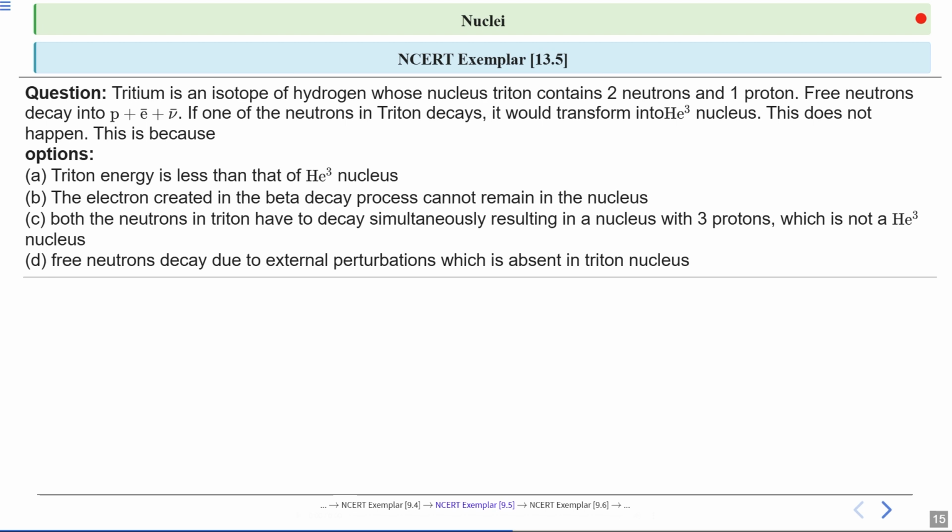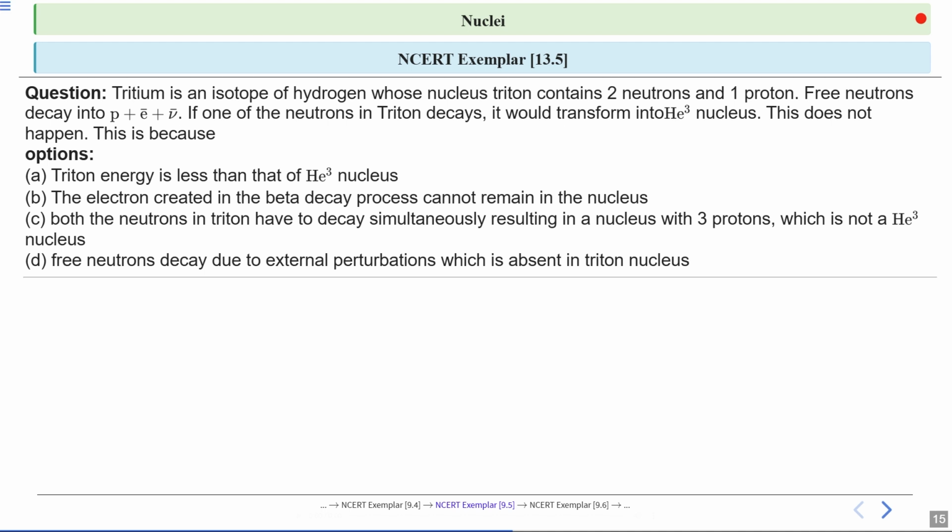Next, exemplar 13.5. Tritium is an isotope of hydrogen whose nucleus, triton, contains 2 neutrons and 1 proton. Free neutrons decay into protons plus electron plus antineutrino. So in the question it is asked that if one of the neutrons in triton decays, it would transform into a helium-3 nucleus. And this does not happen. Why? So 4 options are given and you have to choose the correct one.